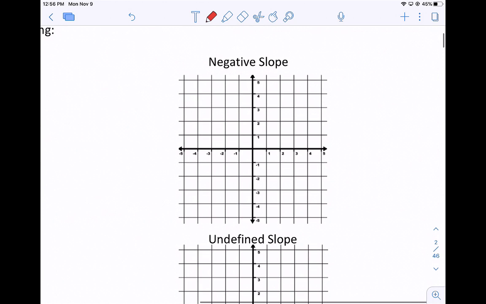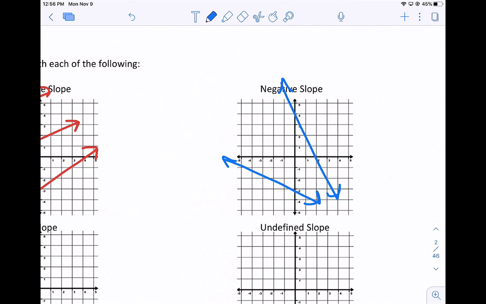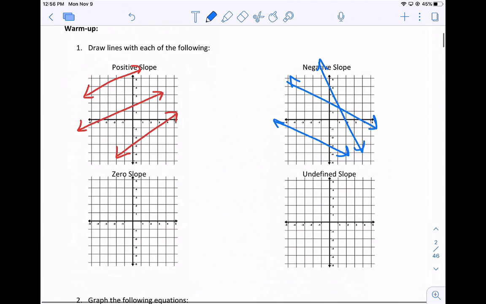A negative slope would be decreasing or going down from left to right. So anything that looks something like this, again, as we go from left to right, if it's going down, that would be considered a negative slope. It can look something like this as well.